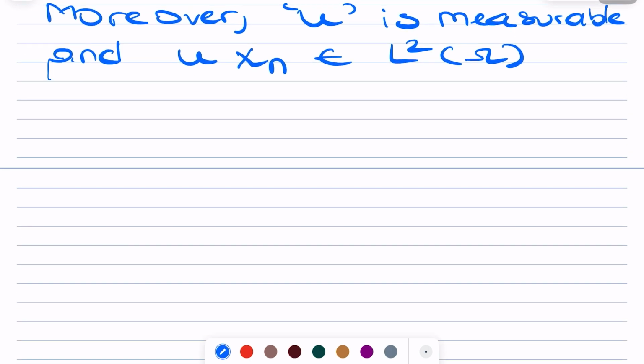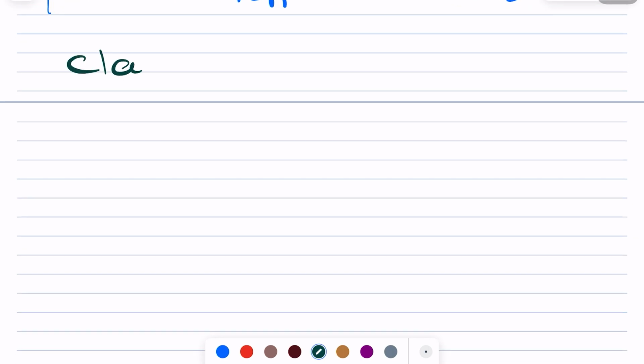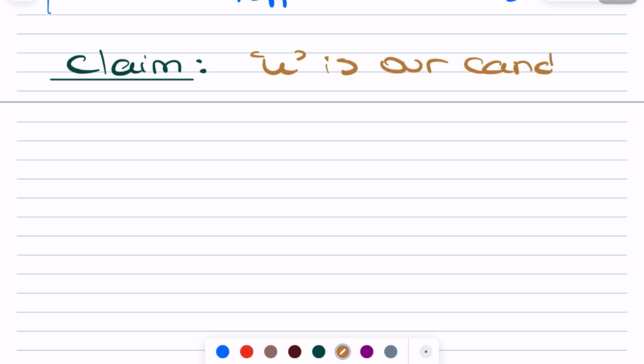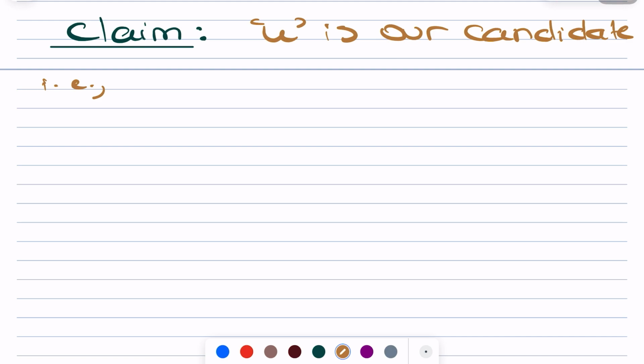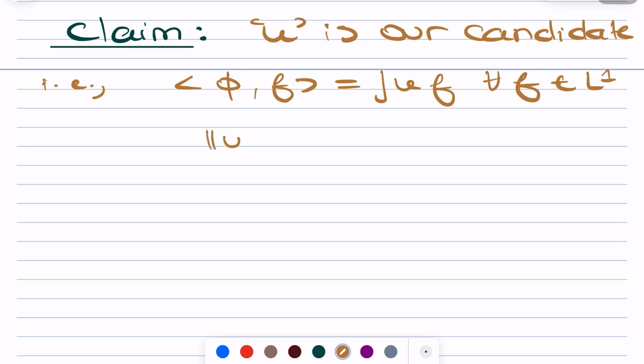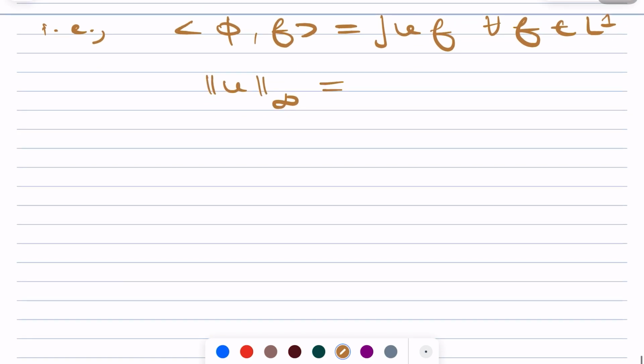Now our claim. We claim that u is the candidate we are looking for. So it means that phi of f is equal to the integral of uf for every f in L1, and also the infinity norm of u is exactly the operator norm of phi.